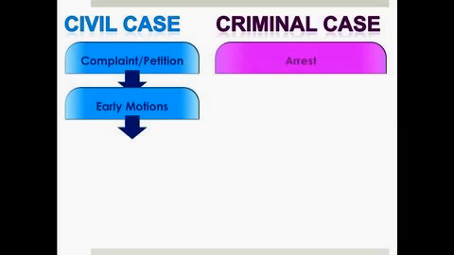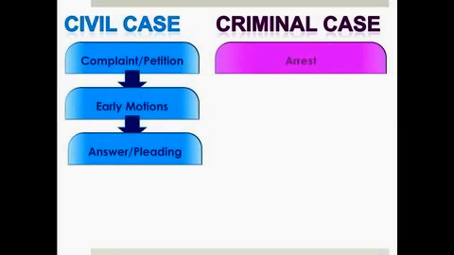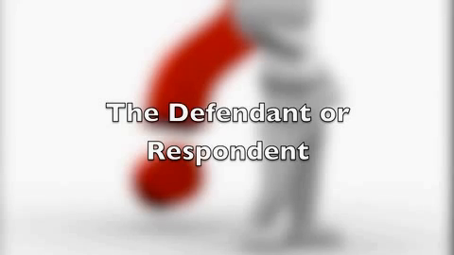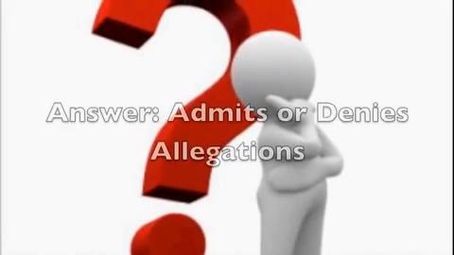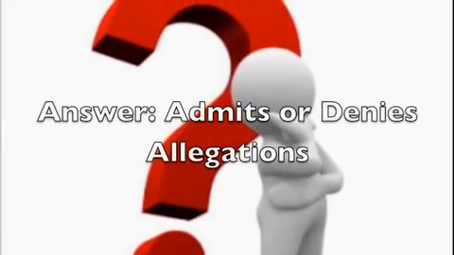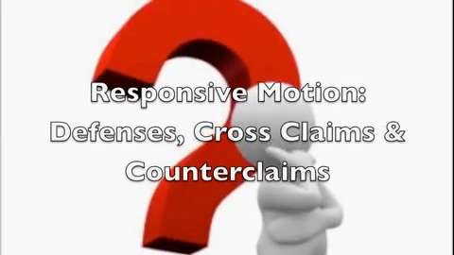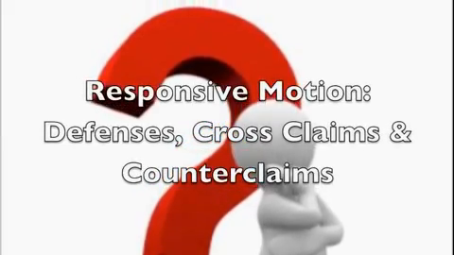The next step in a civil case is the answer or the pleading. The defendant or respondent, that is the person or entity being sued, usually has a limited amount of time to file a response or seek an extension. Responses can be either an answer in which the allegations are admitted or denied, or a responsive motion or pleading that outlines defenses or makes cross-claims and counterclaims.